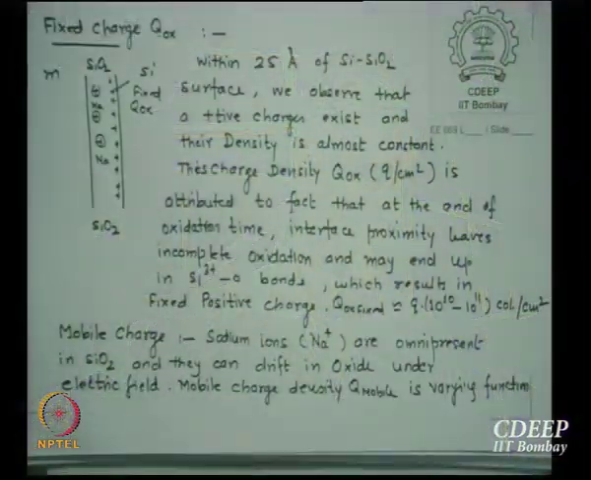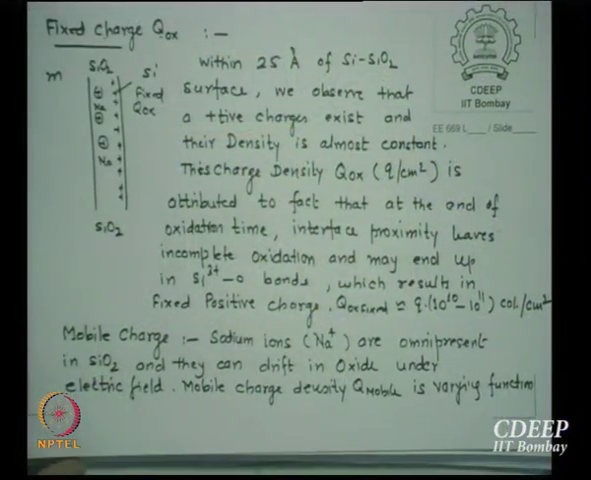Apart from these fixed charges, which come from an incomplete oxidation system called trivalent silicon, this is the kind of bond you get. Some other day, some other time, we will see how trivalents are obtained, but let us look at it further.